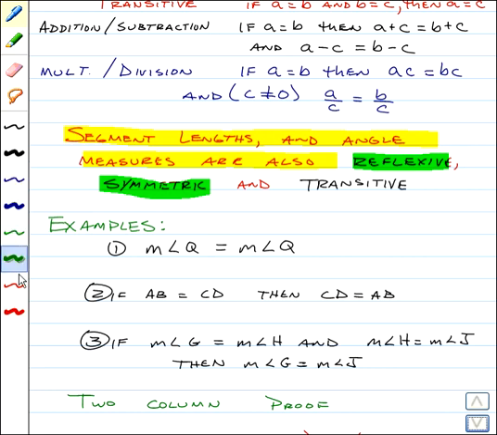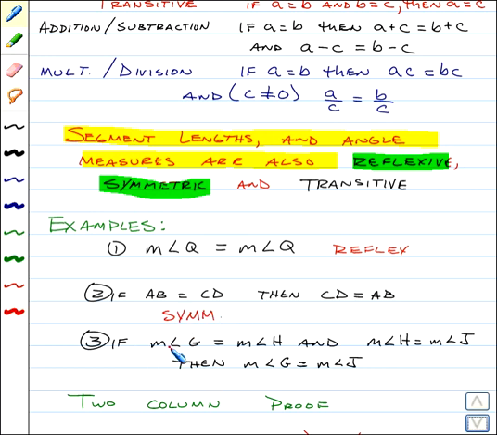Okay. What does that mean? Well, it means we could do things like in the examples here. Measure of angle Q is equal to measure of angle Q because of the reflexive property. If the length of AB is equal to the length of CD, then the length of CD equals the length of AB, and that's true because of the symmetric property.